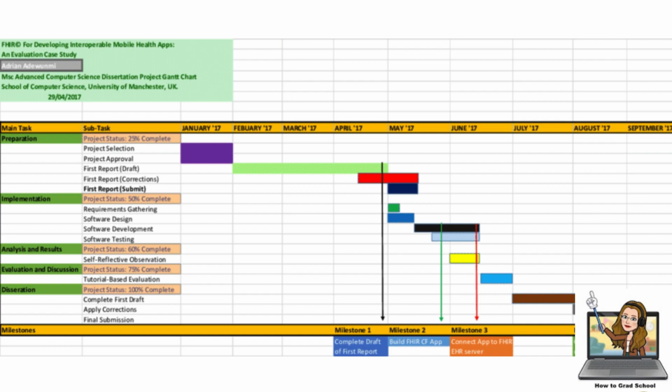And finally, the Gantt chart. This chart I would recommend starting at the very beginning of your program. However, it is never too late to start one. This chart will summarize exactly what needs to get done and when. It sets your own expectations and theirs.